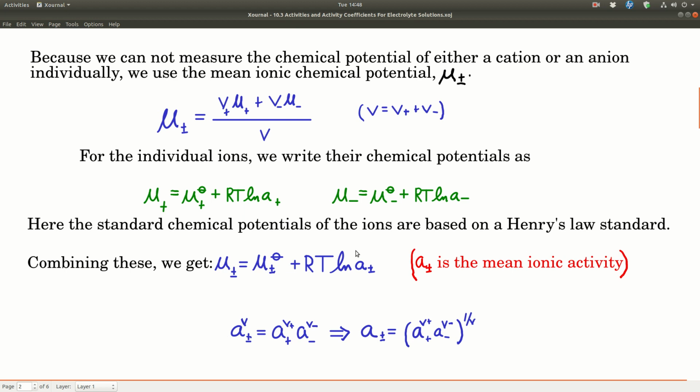It comes about when you do the algebra from this. The mean ionic activity raised to ν, which remember is the number of cations plus anions, is equal to the activity of the cation raised to the number of cations times the activity of the anion raised to the number of anions. Or, solving this for the mean ionic activity, we get this right here. This is 1 over ν, so the νth root, I guess.